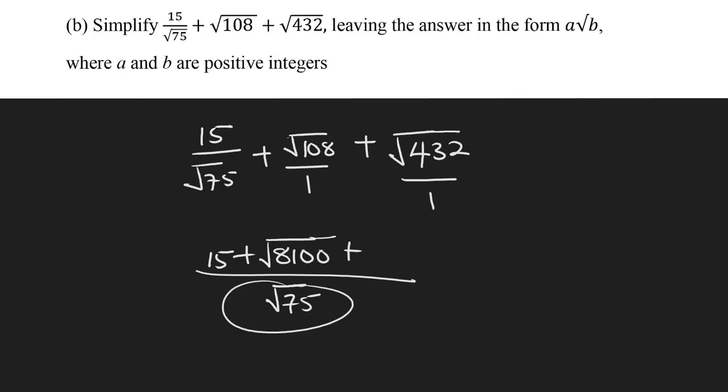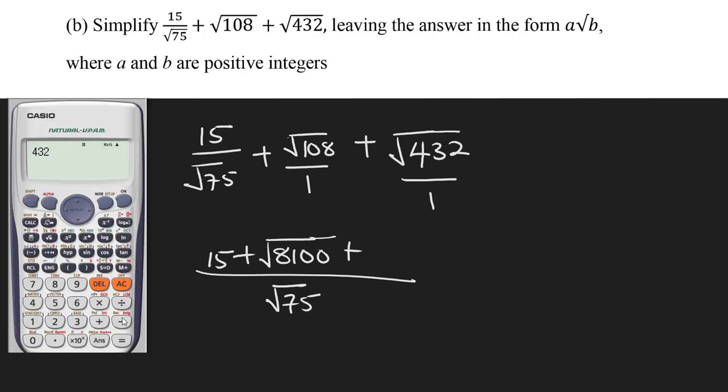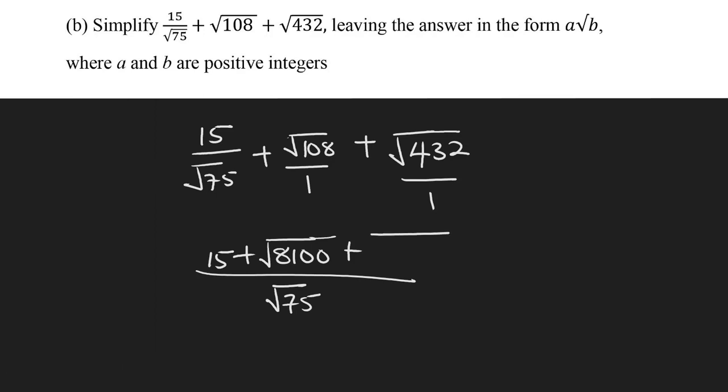Plus root 75 divided by 1 is root 75, right? Then times root 432. 432 times 75, we're going to have 32,400. So we're going to have root 32,400, right? So now with this, we can say that 15 now plus what is the square root of 8100, because it's a perfect square.